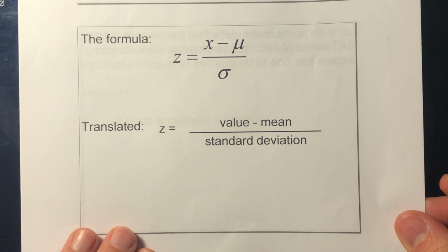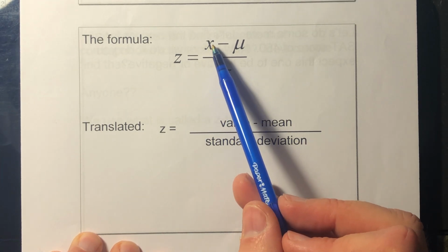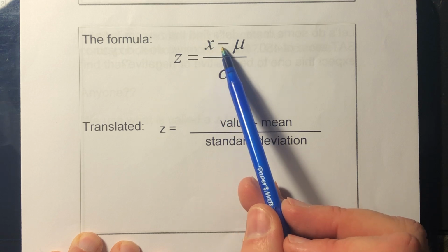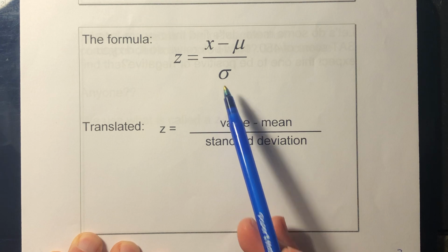Now, sometimes we need to find that z-score. This is the formula. We take whatever value we have, minus the mu, remember that's your mean, divide by standard deviation, little sigma.